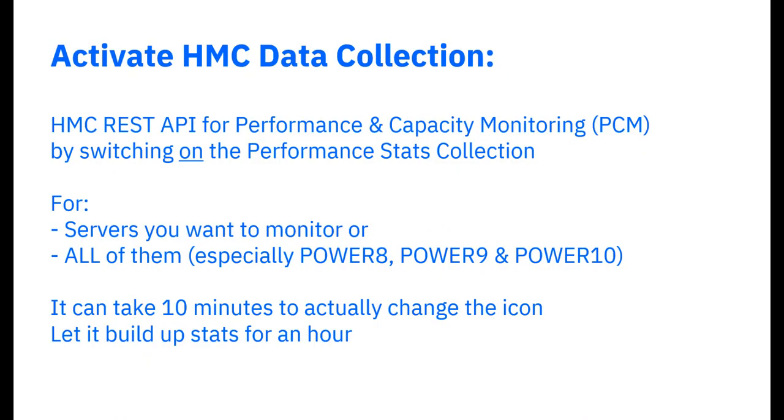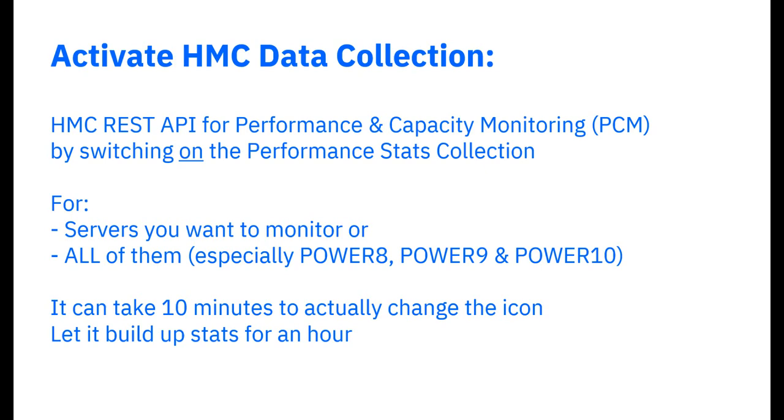Okay, so the first thing we have to do is activate the data collection on the HMC. By default, it doesn't bother, and it's called the Performance and Capacity Monitoring, PCM. We have to switch that on for individual servers that the HMC is controlling, the performance stats collection. Now, you want to do that probably for all servers, if they're all Power8 and Power9, for example, or just the ones you want to monitor. If you've got some older machines, you can exclude those there.